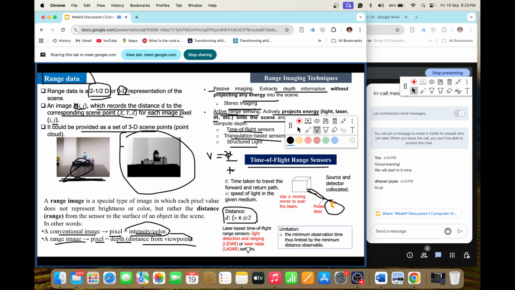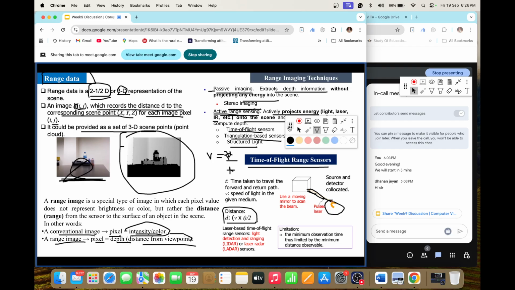That is why a range image is also known as a 2.5D image. Why 2.5D? Because the pixel will only give us the depth. Now there are different techniques for range imaging: one is passive range imaging, and second is active range imaging. Passive range imaging we have already studied, like stereo imaging. If we keep two cameras, a left and a right camera, and see the same scene, we can get the depth of the scene.